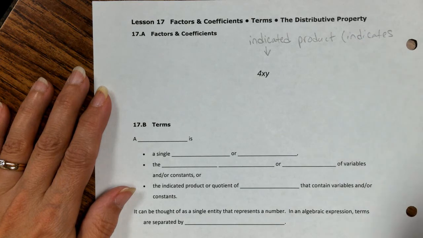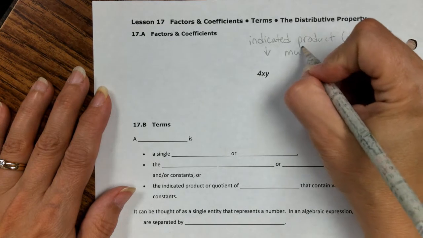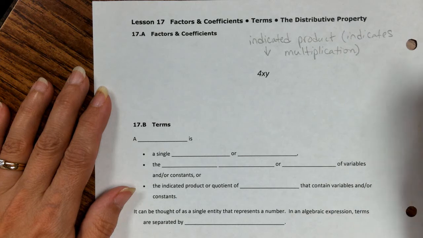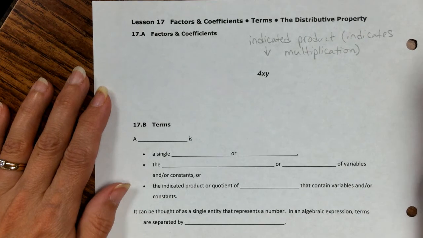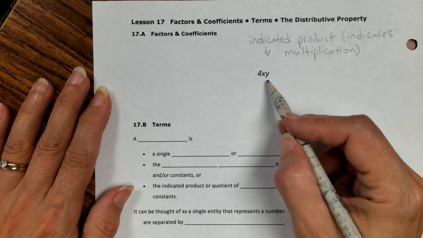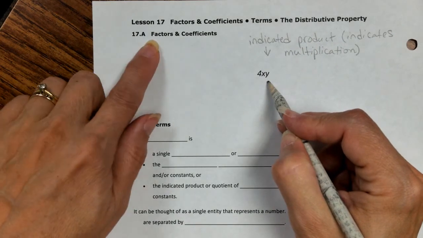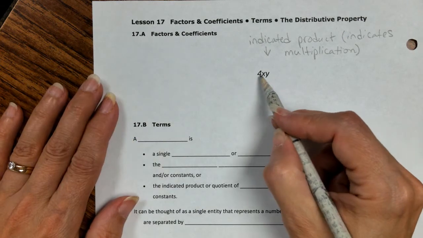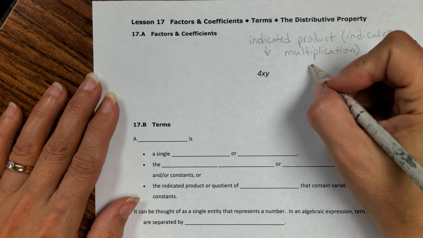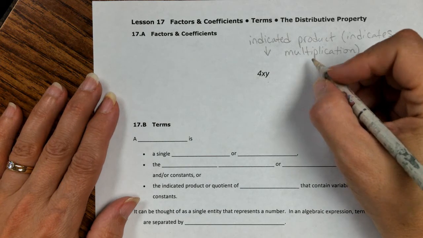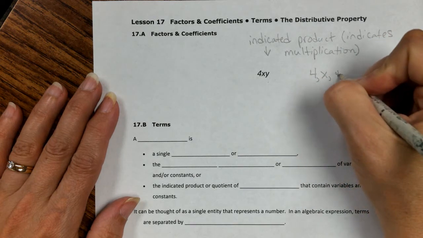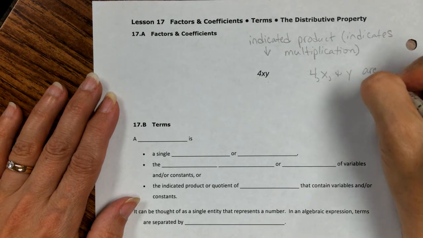Indicates multiplication. Okay, you know that the answer to a multiplication problem is the product. Each of these is a factor. So there's part of the heading. Each one of these is a factor. Let's see, I suppose we'll go ahead and make a note of that too. 4, x, and y are factors.